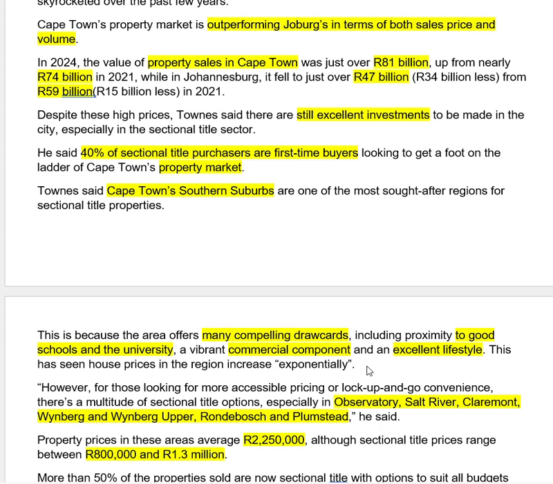And if you want to get into the property market in Southern Suburbs, but you don't have good cash, or you know that you're not going to be approved for a good credit balance, there are places that you can go for, which can be Observatory, Salt River, Claremont, Wynberg and Wynberg Upper, Rondebosch, and Plumstead. Those are the places in Southern Suburbs where you can try to get a foot in the property market.